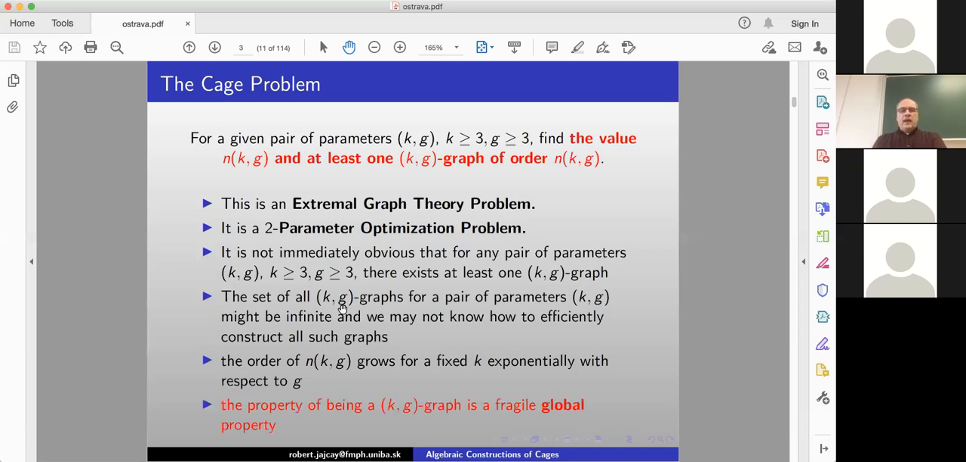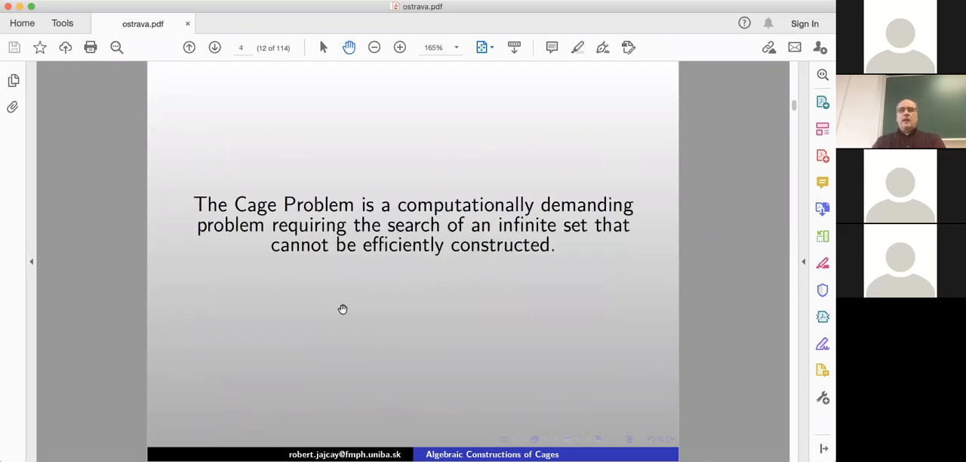And the other thing I want to say is people often solve problems of this type by taking a graph and making it smaller, but this is very hard in this area. There are some properties to make it smaller and still keep the properties. Okay, so it's a computationally demanding problem.